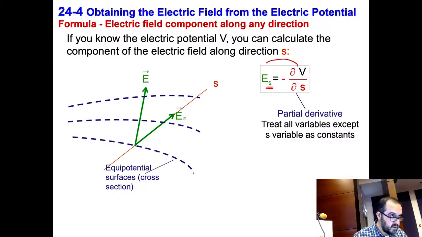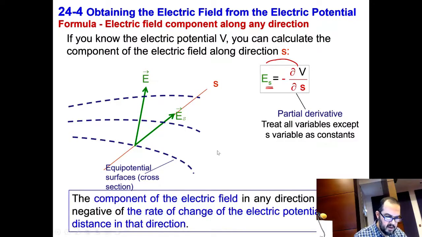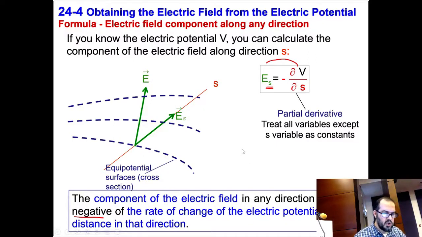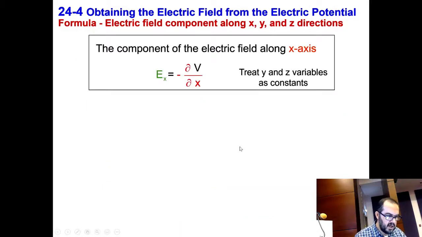This is a partial derivative. You have seen partial derivatives in calculus. Good. So the component of the electric field in any direction is the negative of the rate of change of the electric potential with distance in that direction, or minus the partial derivative of the potential along that direction, minus dV ds.